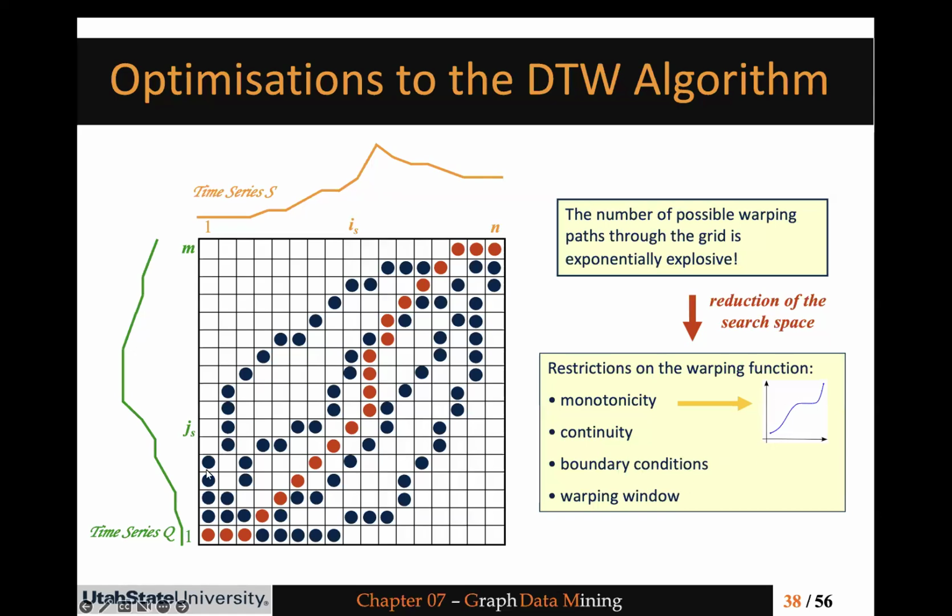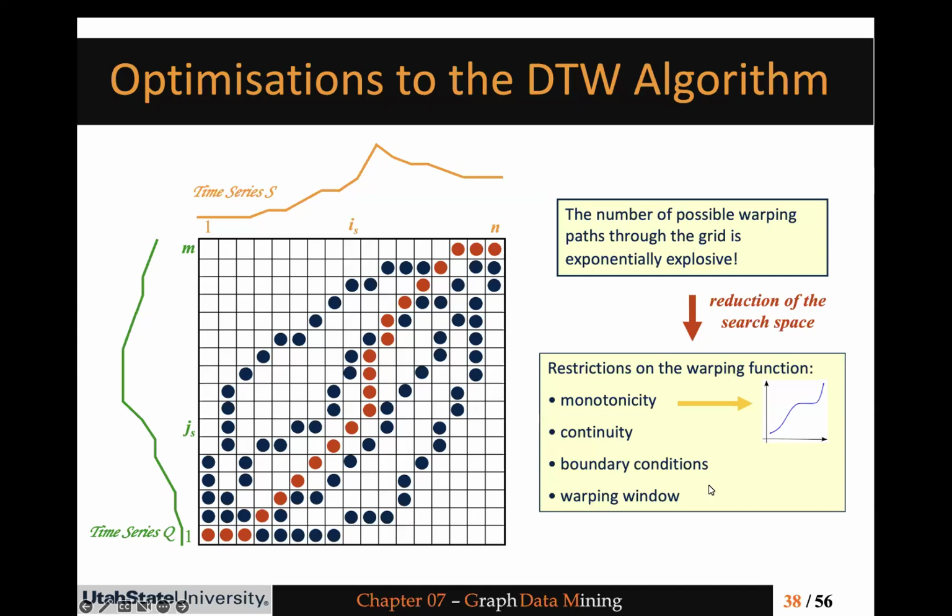Boundary condition simply means that I need to finish all the points that I have from both time series, from i equal to 0 all the way to i equal to m or n, right? So both boundaries must be matched. The last point of the green time series must be matched with the last point of the orange time series, and the first points are matched always by default. So this is the boundary condition of dynamic time warping.